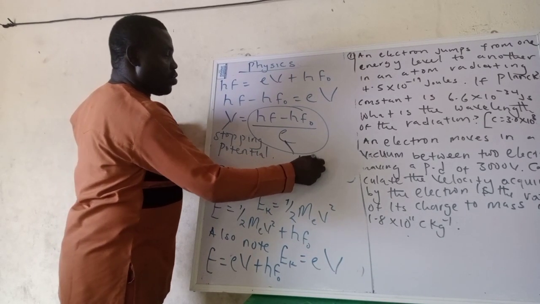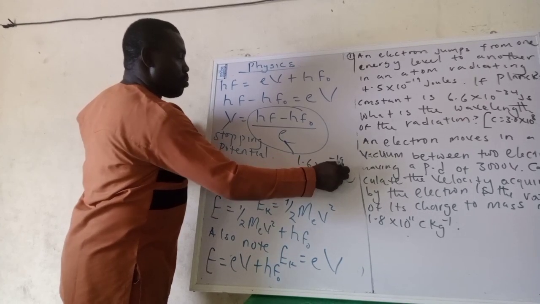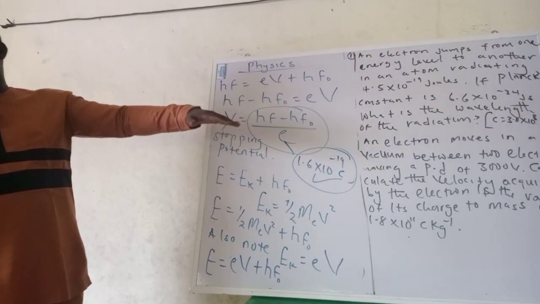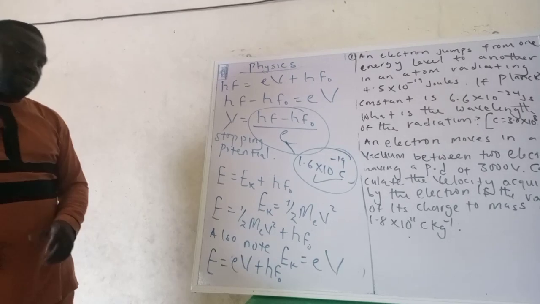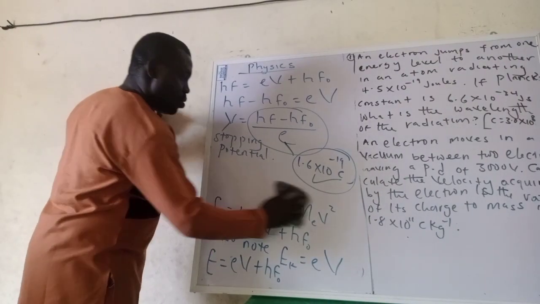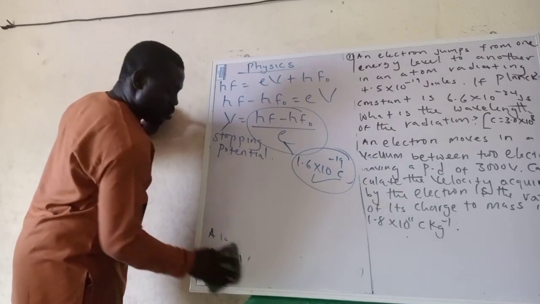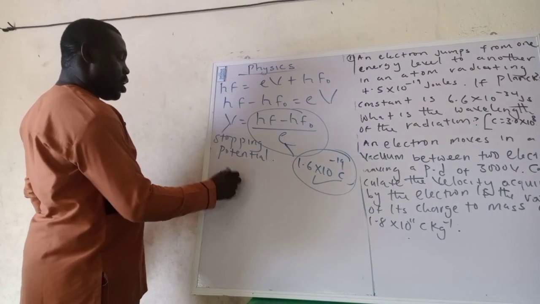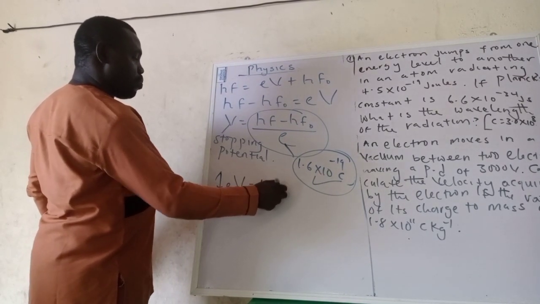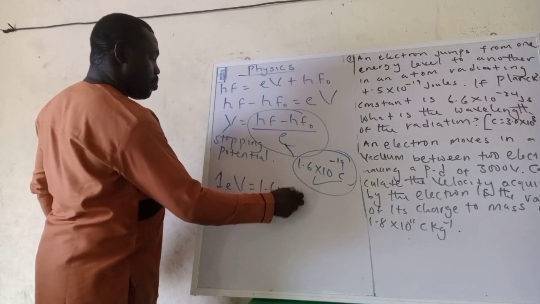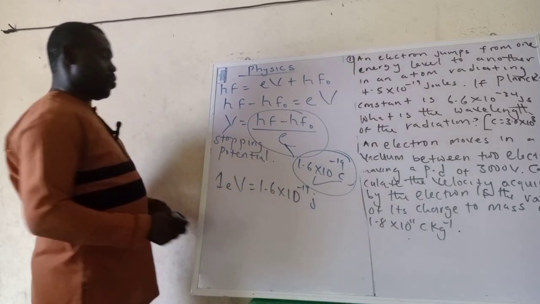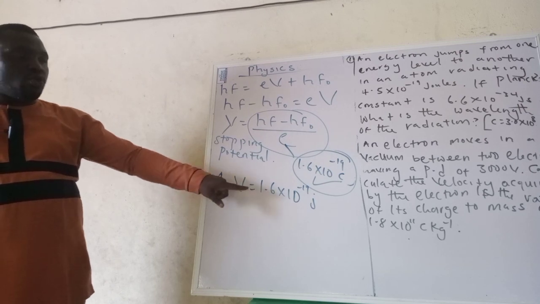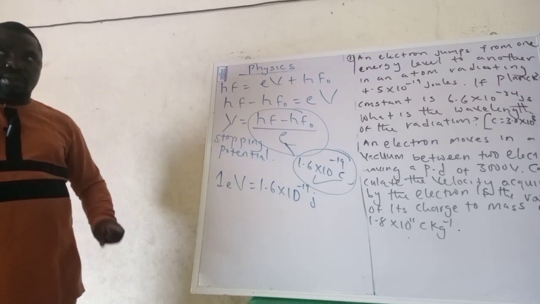And the charge of one electron is 1.6 times 10 to the power minus 19 coulomb. So it's a constant value. It will be given. Also note that 1 electron volt is equal to 1.6 times 10 to the power minus 19 joule. I repeat. 1 electron volt is equal to 1.6 times 10 to the power minus 19 joule.